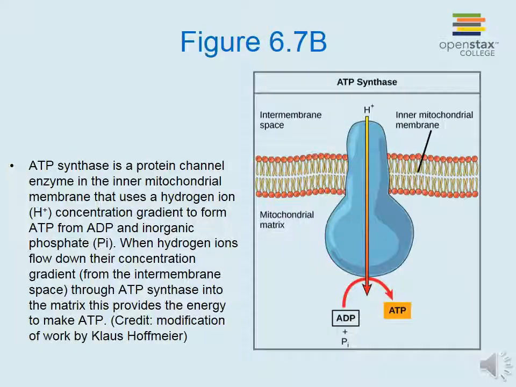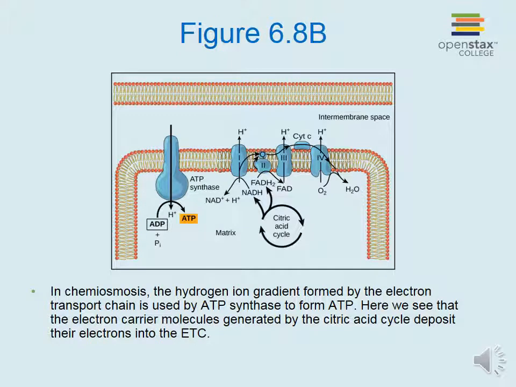ATP synthase is a protein channel enzyme in the inner mitochondrial membrane that uses a hydrogen ion concentration gradient to form ATP from ADP and inorganic phosphate. Inorganic just refers to the fact that the phosphate is not attached to an organic molecule. When hydrogen ions flow down their concentration gradient from the intermembrane space through ATP synthase into the matrix, this provides the energy needed to make ATP. In chemiosmosis, the hydrogen ion gradient formed by the electron transport chain is used by ATP synthase to form ATP.